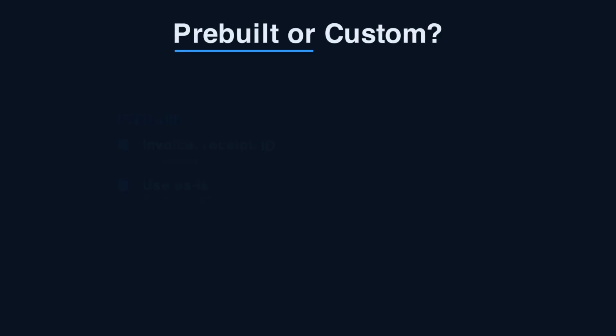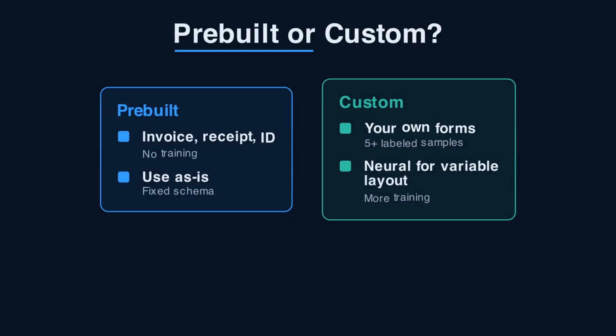The first real decision is which model to use. Pre-built models cover common documents like invoices, receipts, identity documents, and tax forms, and they need zero training. If your documents fit, start there. For your own forms, you train a custom model.